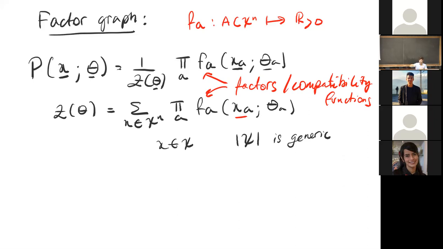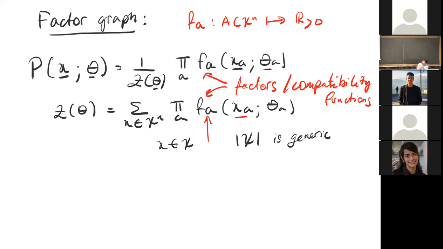It's not always true, but in this class we will consider this. And essentially this factor is a function that takes positive values, and the point is that the higher the value of this function, the higher will be the product, and therefore the higher will be the probability of the associated configuration. Is it clear?